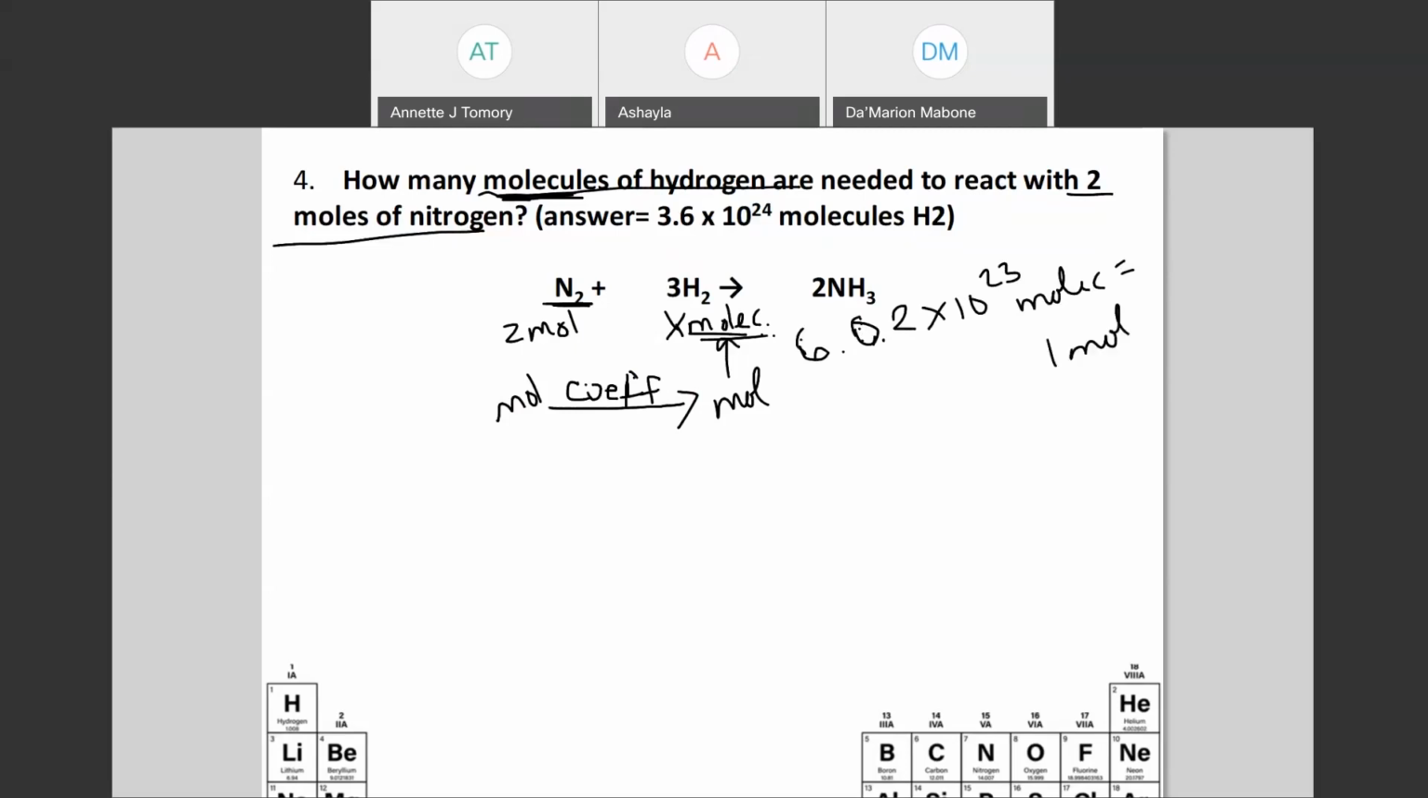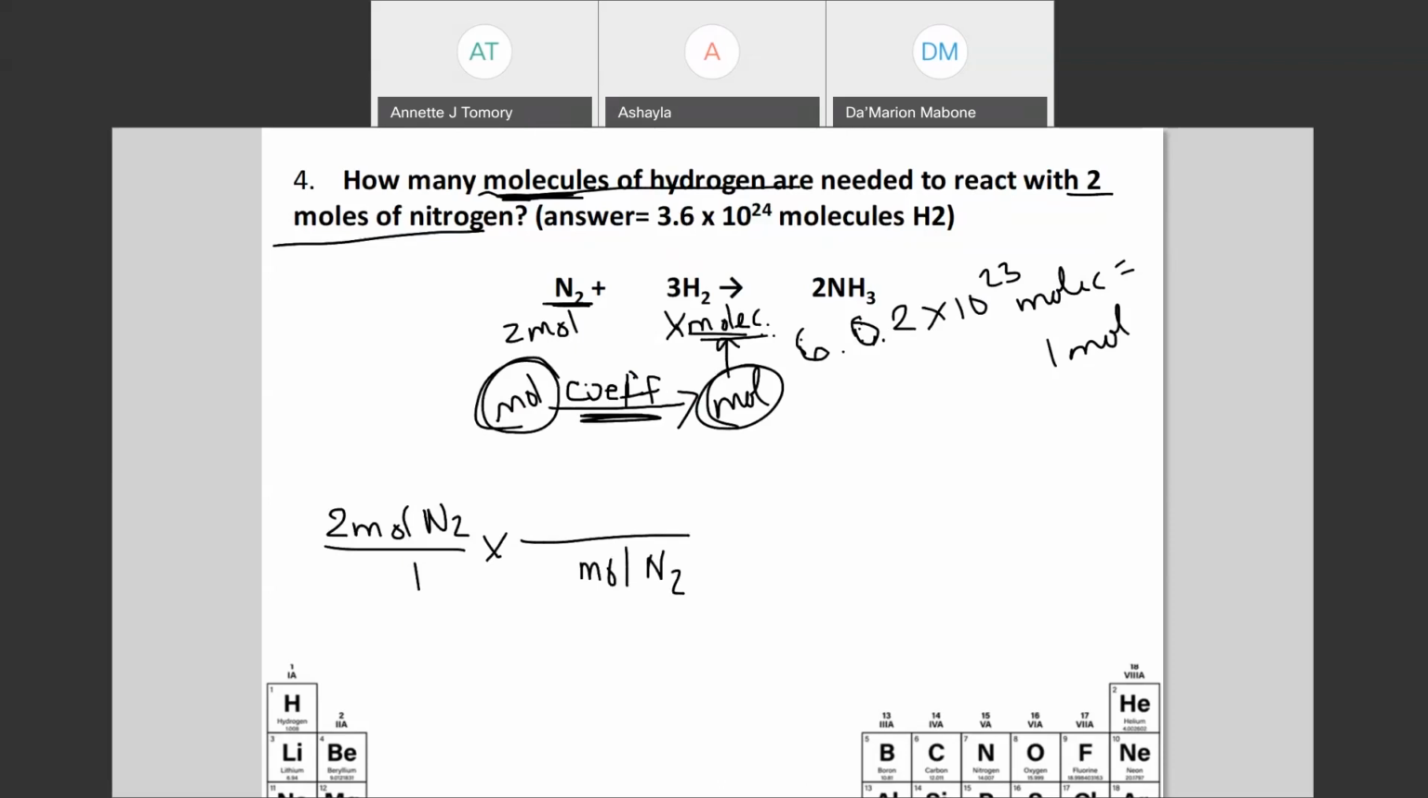So we have our plan set up now, right? Because now we can get from moles to moles and moles to molecules. So what do I do with that 2 moles? Put it over 1. So 2 moles of N2 goes over 1. We have moles of N2 on the top. What am I going to put on the bottom of the next one? Moles of N2. We're going from the left side to the right side, from the N2 to the H2. What do I use to do that? The coefficient. What's the coefficient of N2? 1. So I'm going to put a 1 mole down here.